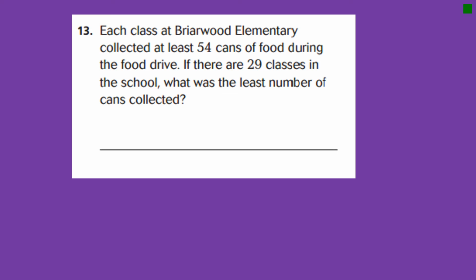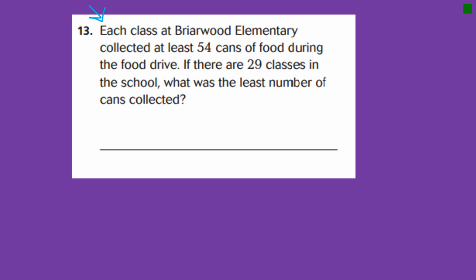This is number 13, okay, in the problem solving area. I'm going to start reading and you read along with me, guys. Each class at Briarwood Elementary collected at least 54 cans of food during the food drive. If there are 29 classes in the school, what was the least number of cans collected?